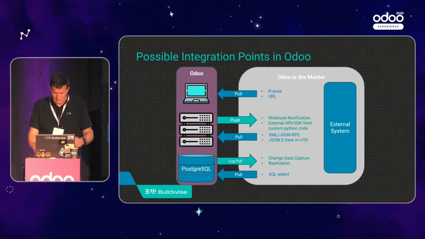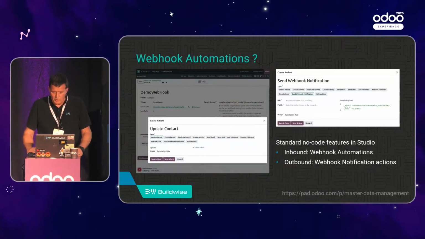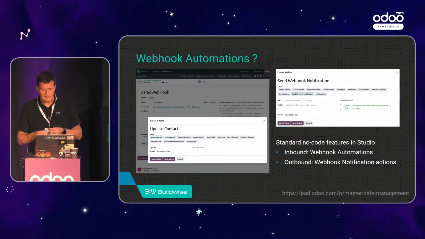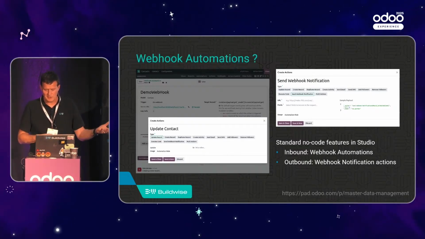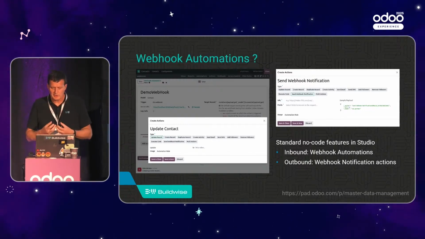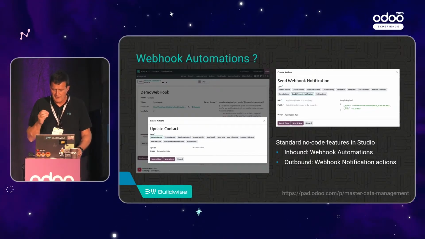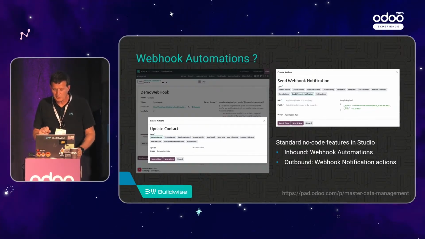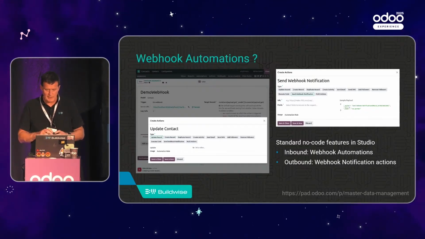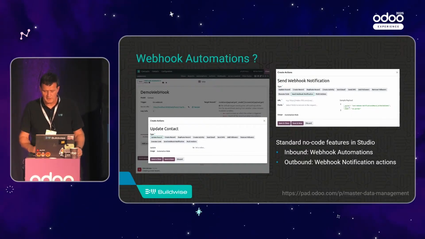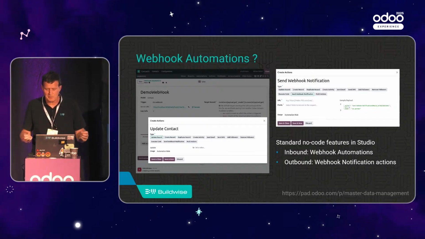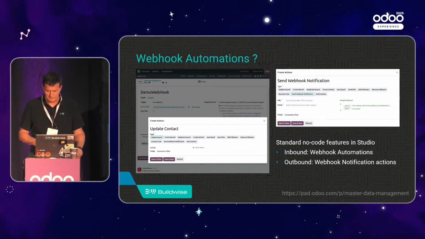Now, what are webhook automations? So you have webhook on one side to get an event when something changes in the external system. That was when Odoo is not the master, and when Odoo is the master, you can create an action and send a notification. The issue with webhooks is that it's not something that is very secure, and it's kind of very basic functionality. So the API for the webhook automation is some secret API, but there is no security around it.